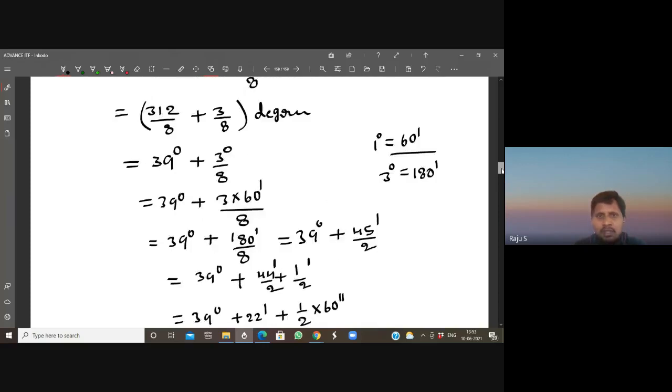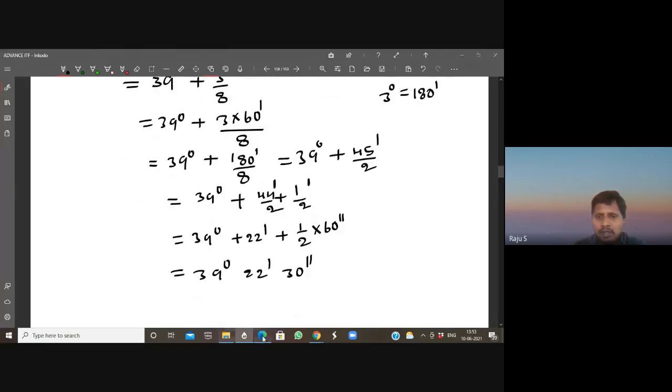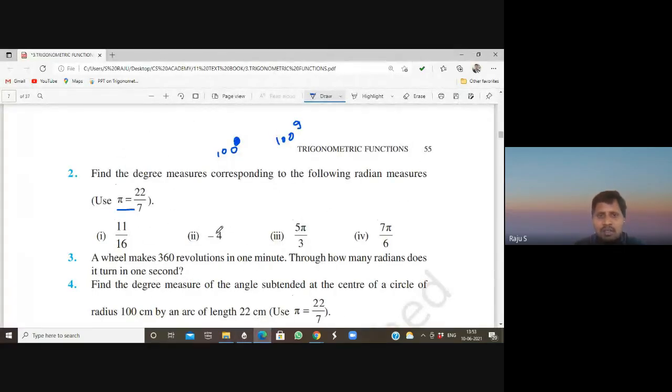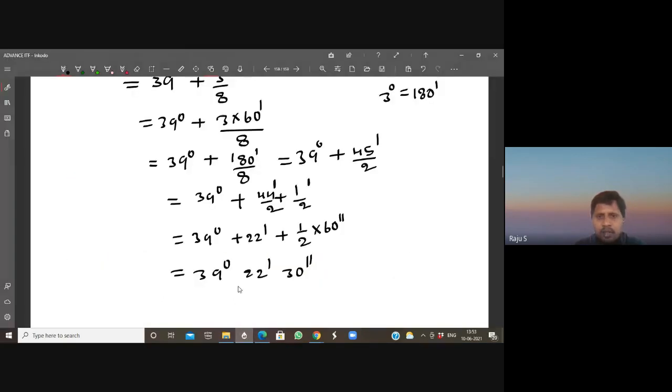Once again, we'll do 2 more questions here. We'll do again minus 4, again minus 4. We can convert it like that. So finally, the answer for 11 by 16 in degrees is 39 degrees, 22 minutes, 30 seconds. You should not write like 39 point something degrees. You should write in minutes and seconds.